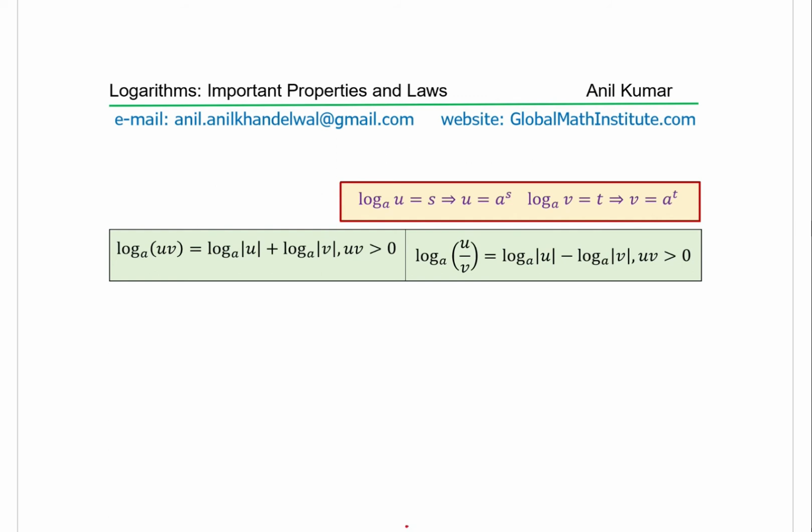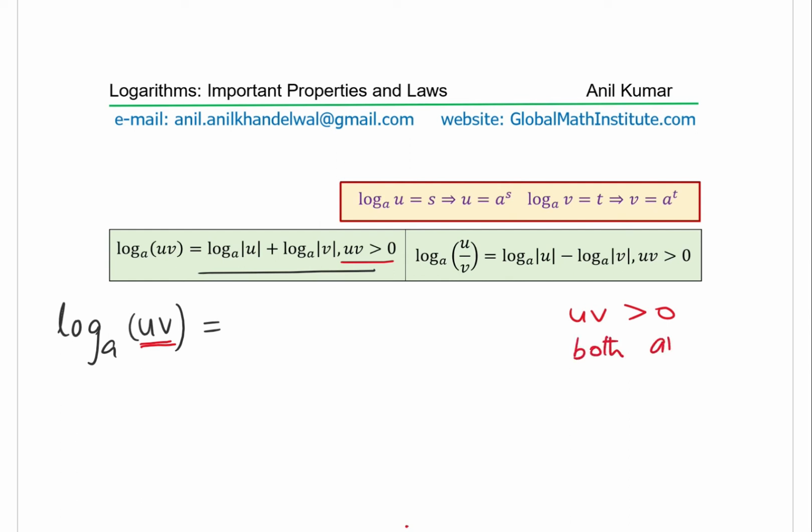So we'll begin with the product rule. Here we have log to the base a of u times v. What is that equal to? We need to prove that this is equal to log to the base a of u plus log to the base a of v. Now it is kind of important to understand the restriction itself. Here, the argument uv should be greater than 0. So that means that either both are positive or both are negative.